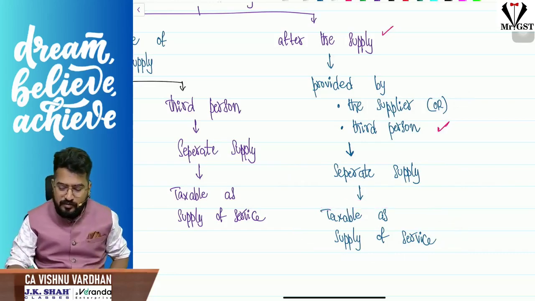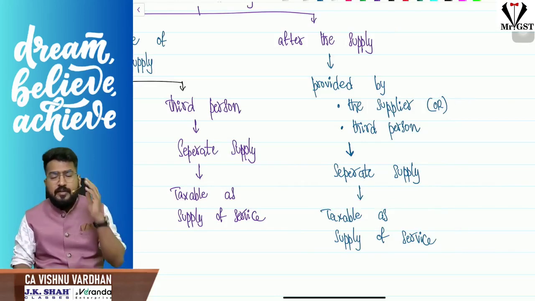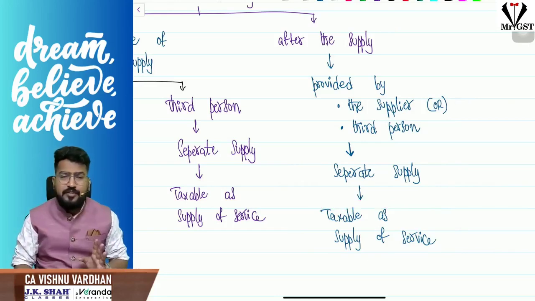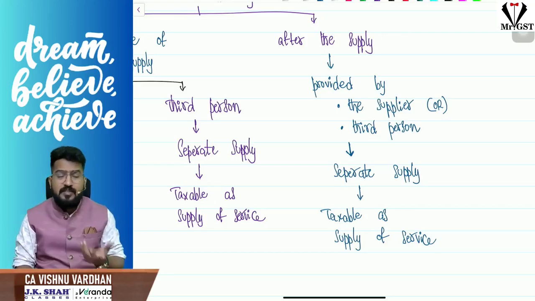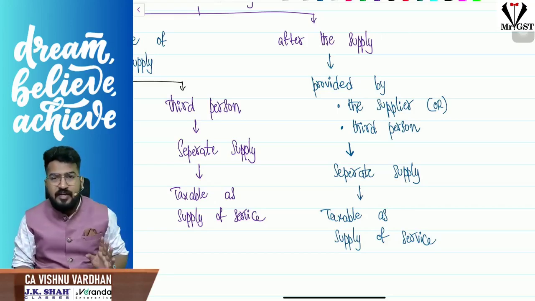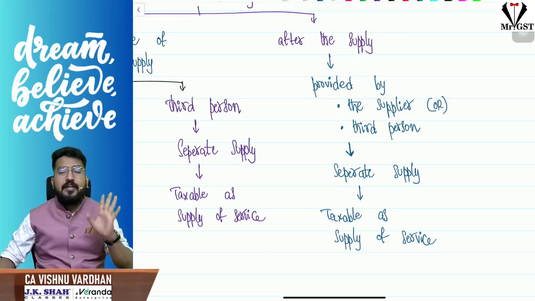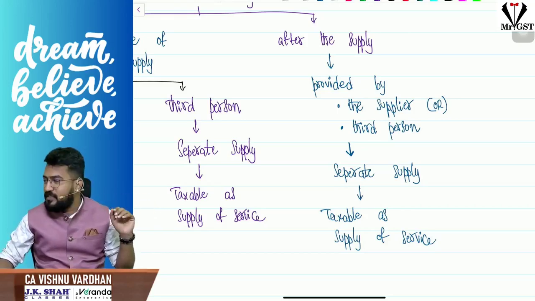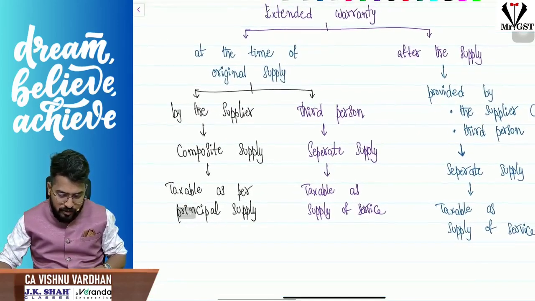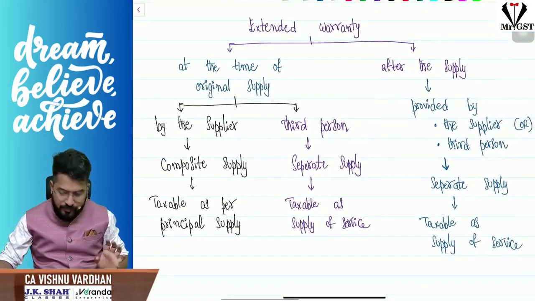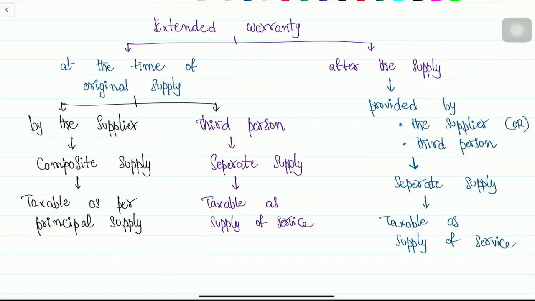That is the concept. So I repeat, if the extended warranty is taken after the supply is over, then whether it is provided by a third person or the supplier himself, the mobile seller itself, it will still be treated as a separate supply and it will be taxed accordingly. Hope it is clear for you. You can take a screenshot of the notes. So that is the concept of extended warranty. With this, we are done with this amendment.